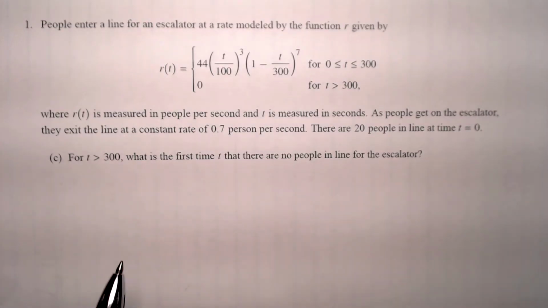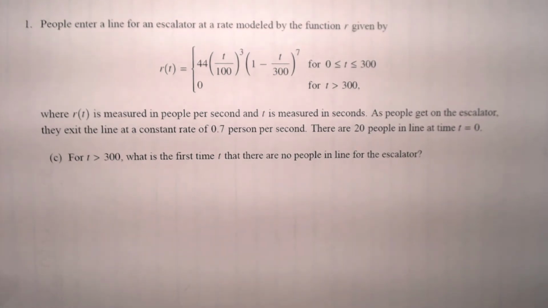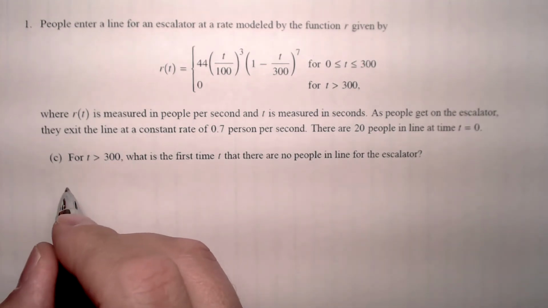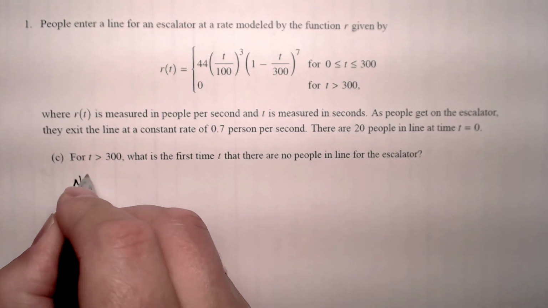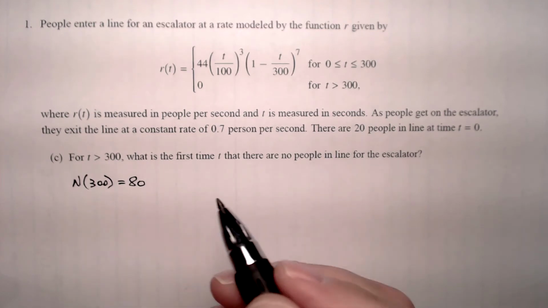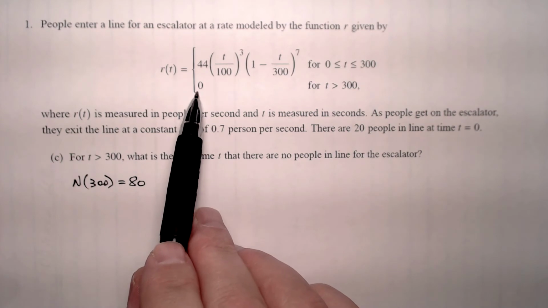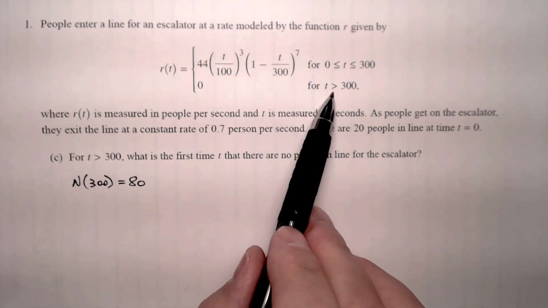In this part of the question, we are being asked what is the first time when there are no people in line for the escalator for t greater than 300. And we know that before t equals 300, there are always people on the escalator, because that's what we were answering in question B. So then we know that n of 300, where I denote n as the number of people, is 80 from our previous question. And then from that point on, no people are getting in line for the escalator, right?